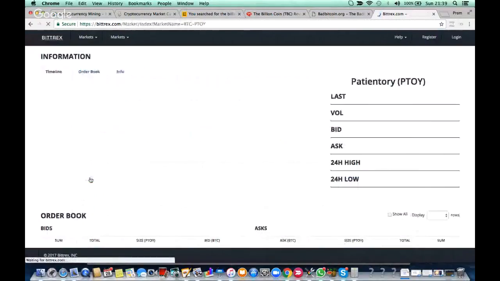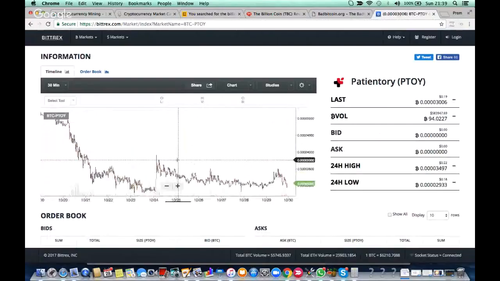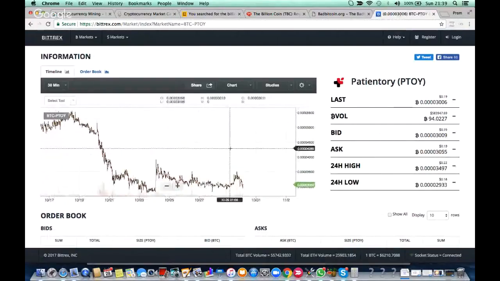Patientori, PTOY. This coin did very well recently, and then it came crashing down. But it's basically focusing on a blockchain for the health and medical industry. They're going to digitize a lot of the medical processes. So they have a story to tell. They have something that makes them worth something, so they're not just a coin that exists as a joke.